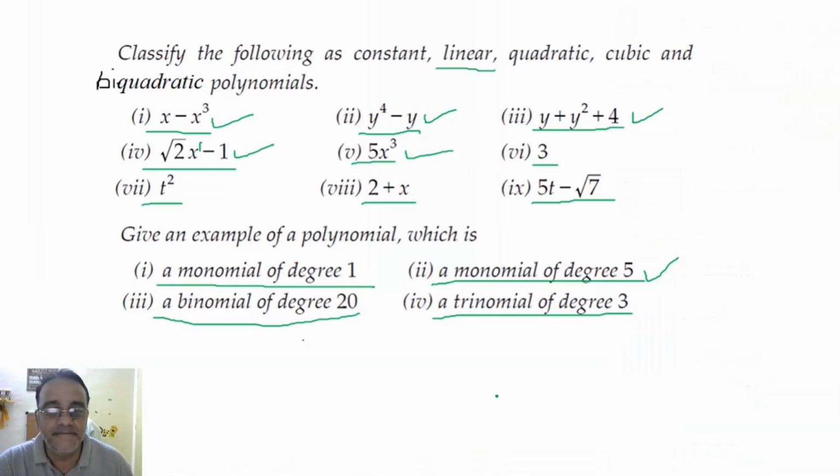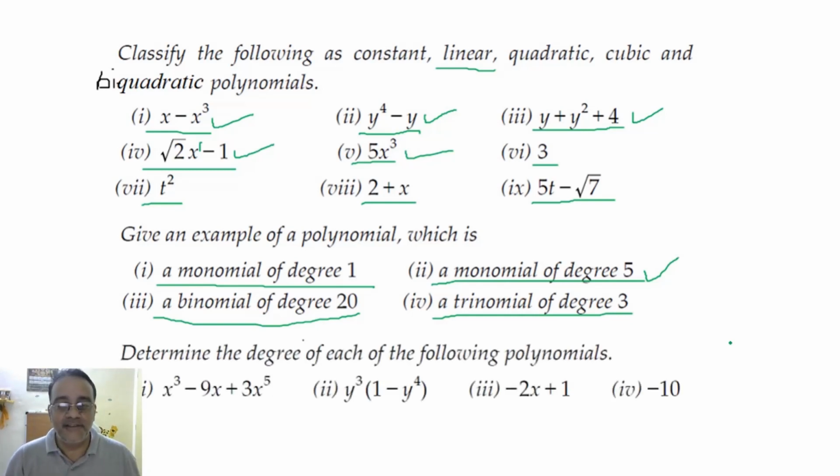Akshaya: A trinomial of degree 3. x plus x to the power 2 plus x to the power 3. Very good. Okay, now we'll move towards one more question.